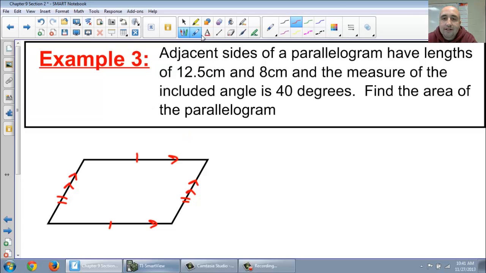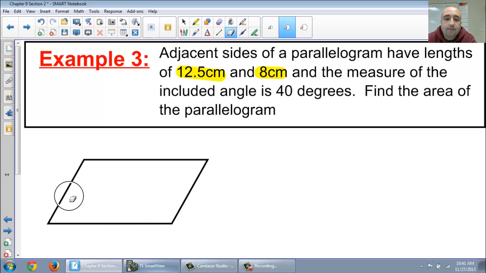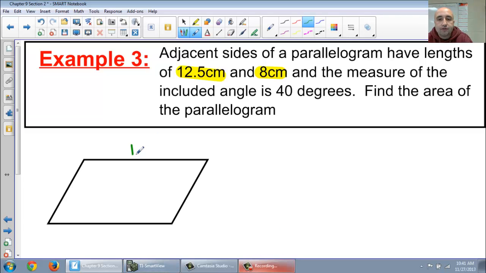So it tells us 2 measures. It says one of the sides is 12.5 and the other is 8. Okay, so let me get rid of some of this writing here. If one of the sides is 12.5, so I'm going to make that the longer of the 2 sides, the other side would then be 8. Okay, so then we also know that this is 8 and the bottom is 12.5.